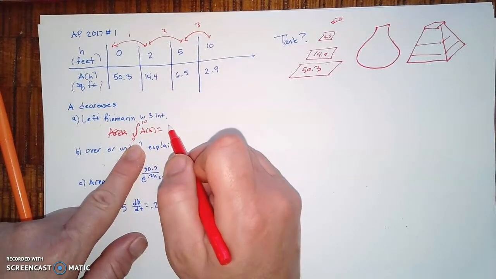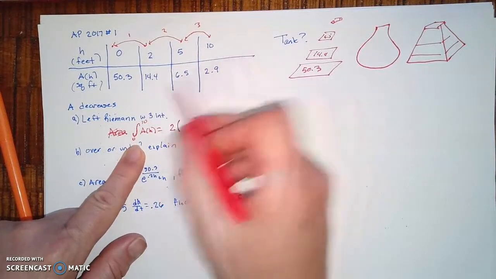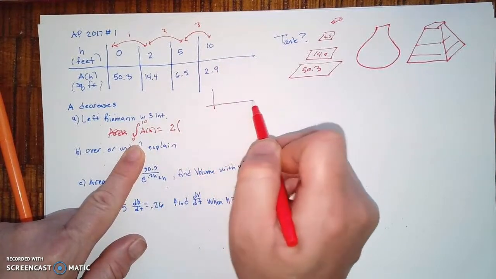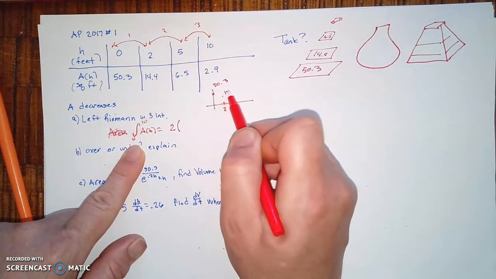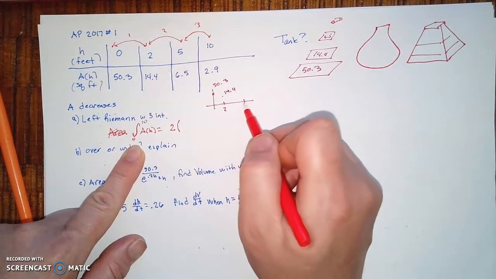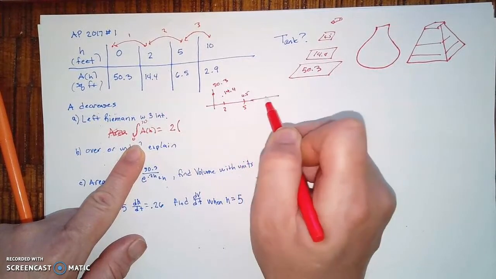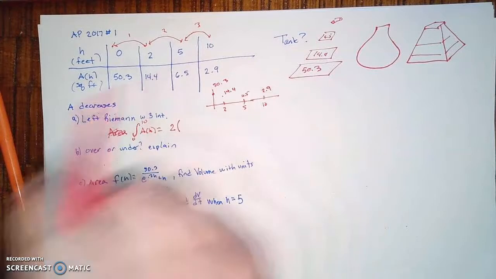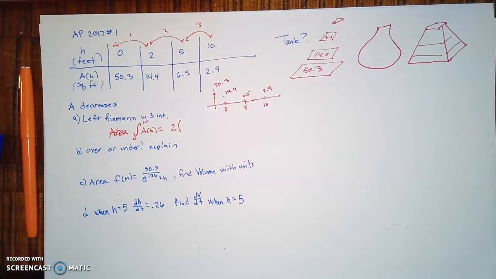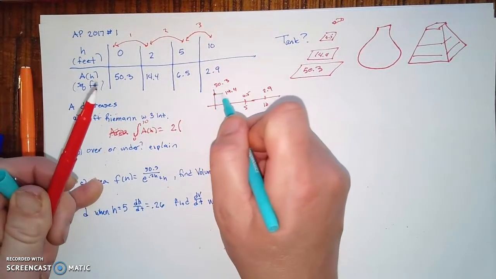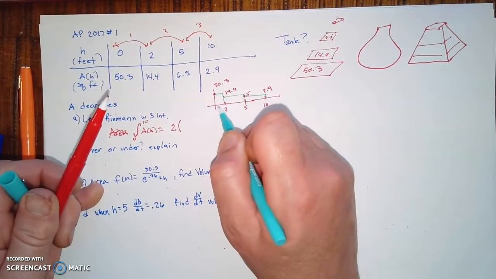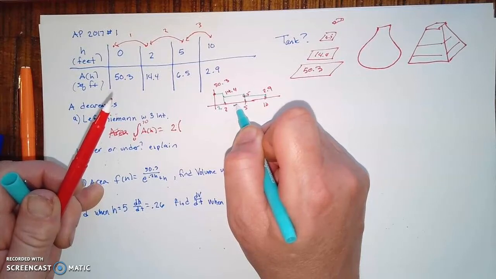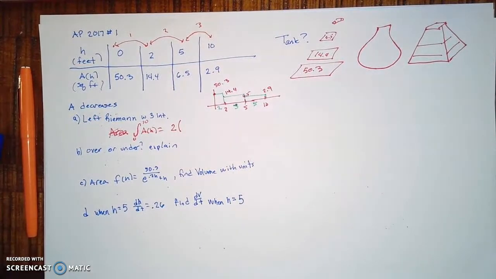The first one is 2 units long. And I'm doing a left Riemann sum. If you're not sure how it's going to look, draw yourself a quick dot. 50.3. At 2, it's at 14.4. At 5, it's at 6.5. And at 10, at 2.9, and we're doing left Riemann sums. We're taking the height from the left side of the graph. So it's that one, and that one. So this one is 2. This one is 3 wide, and this one's 5 wide. So I'm writing them up.